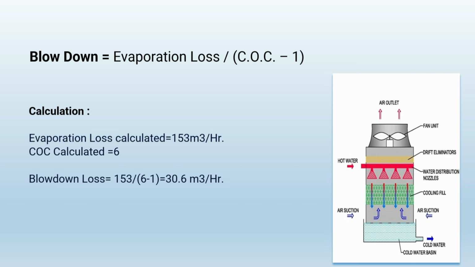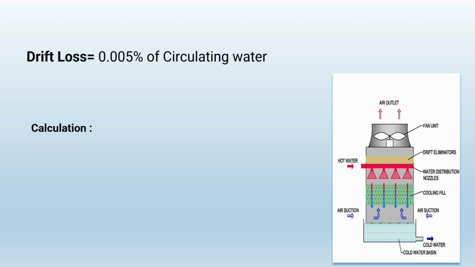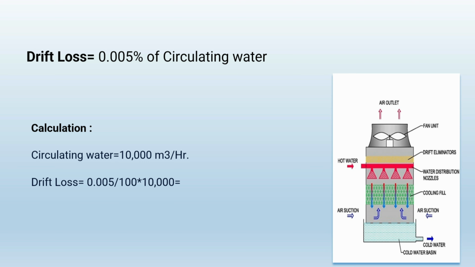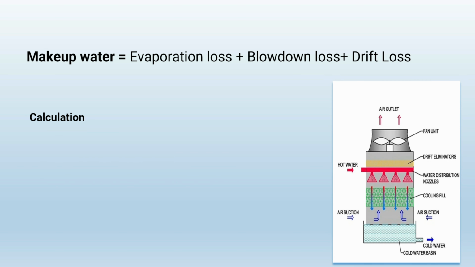Now what is drift loss in cooling tower? So drift loss is 0.005% of circulating water. Here is the calculation. As we have considered circulating water equals to 10,000 cubic meters per hour, then drift loss will be 0.5 cubic meters per hour. Now we will calculate makeup water in cooling tower.